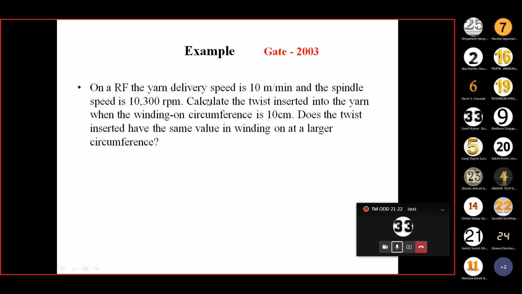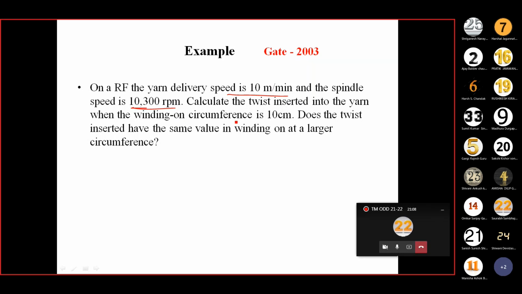So they ask for calculating the twist. So we know the formula for twist by considering the example. In the example, what they have given is the spindle speed, right? And also they have given the delivery speed, right? So the general formula for the twist per inch we know.